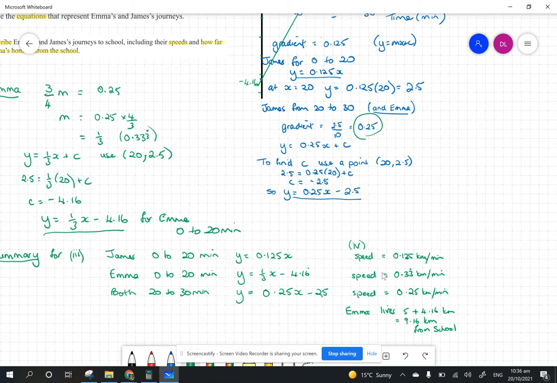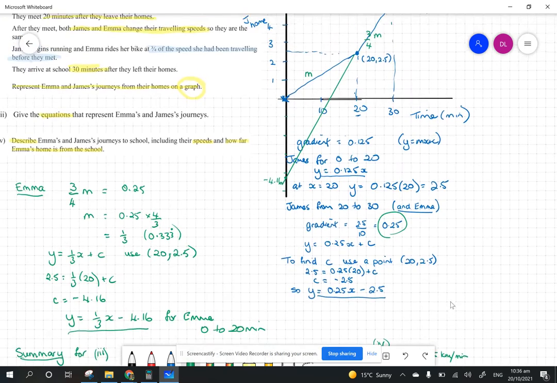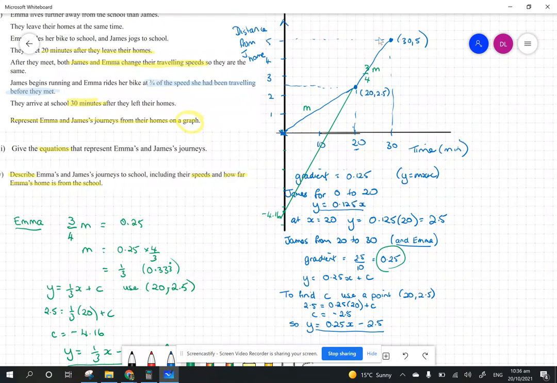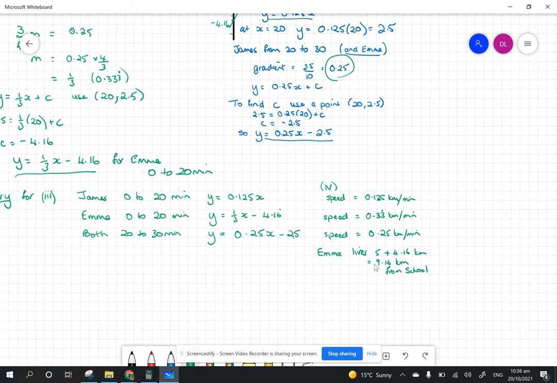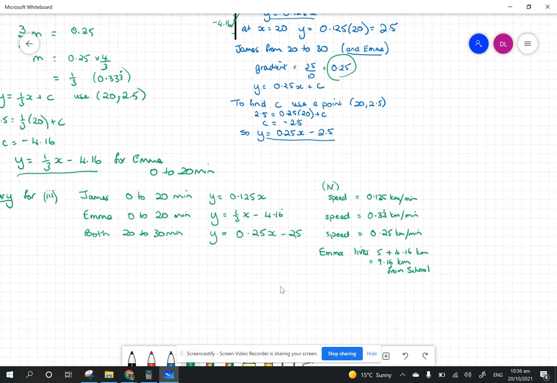Be really careful with your units, because we haven't changed anything over to kilometres per hour or metres per second, which is standard for science. Both from 0 to 30 minutes travel at 0.25 kilometres per minute. If you were to work out the distance that Emma lives from home, there's school up there at 5 kilometres away, and she lives down here. So the total distance that she has to travel will be those two numbers added together. If you add those two numbers together, you get this. It comes out to be she's 9.16 kilometres from school.